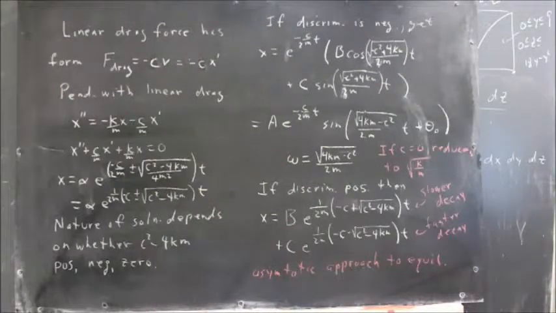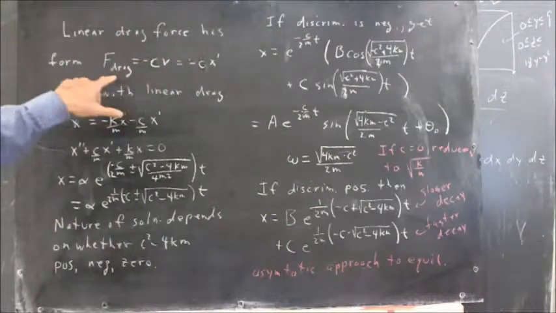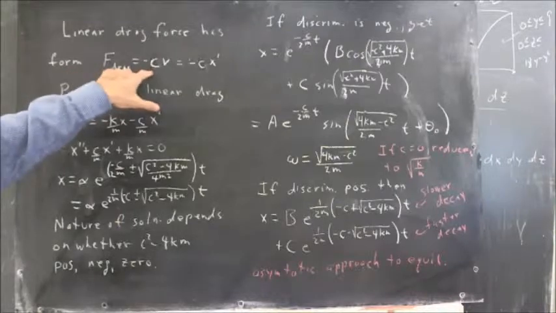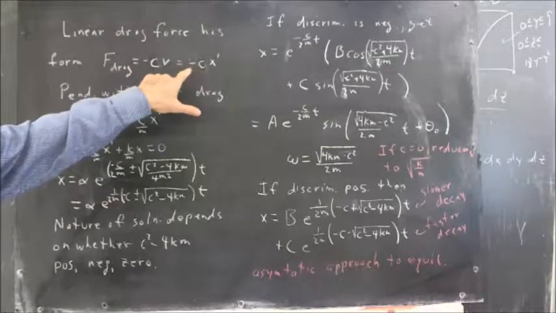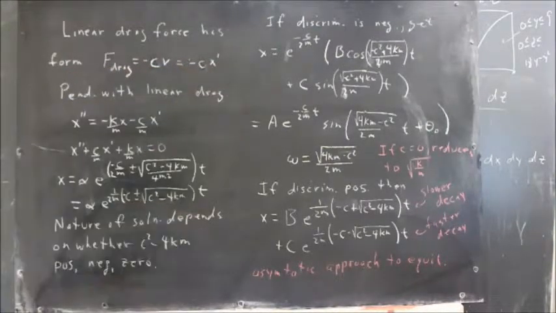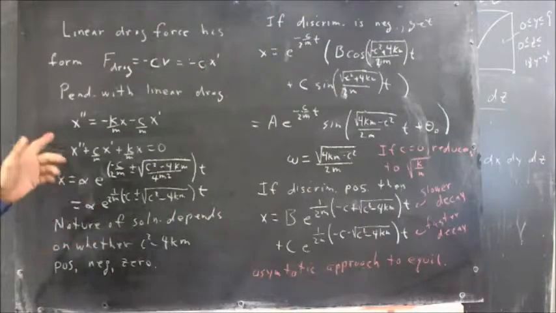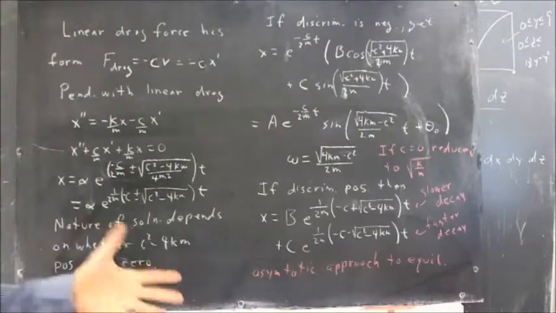Now, if we have a linear drag force of the form drag force equals negative C V, rather than negative C times x prime squared times x prime, the equation changes.